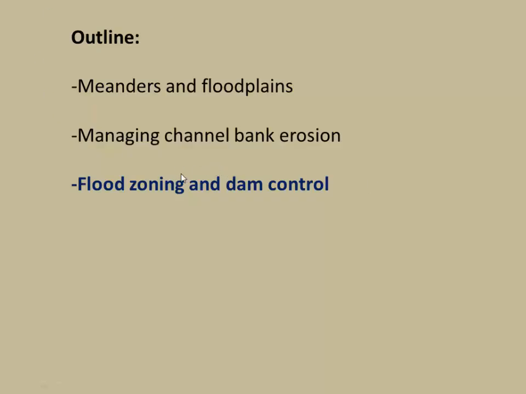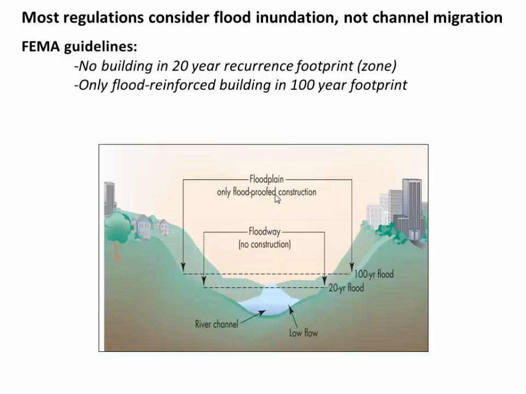All right, so let's wind this video down looking at a couple of other ways humans try to protect themselves from floods. We'll look at flood zoning, and then we'll finish with the idea of dam control. So flood zoning is the idea that federal government or state governments can place regulations on where it's okay to build houses and commercial buildings. And the idea is that, let me just first say, most of these regulations are very dialed into looking at flood inundation. They're trying to avoid buildings being inundated with water on the floodplain.